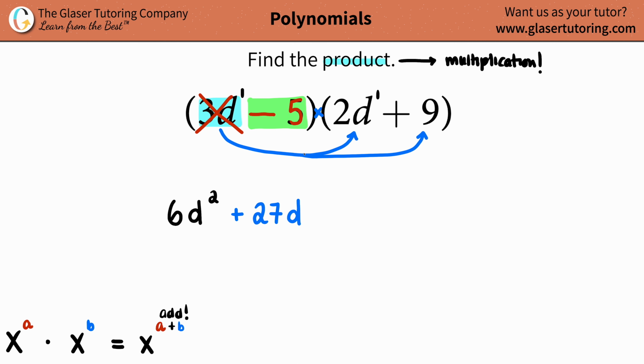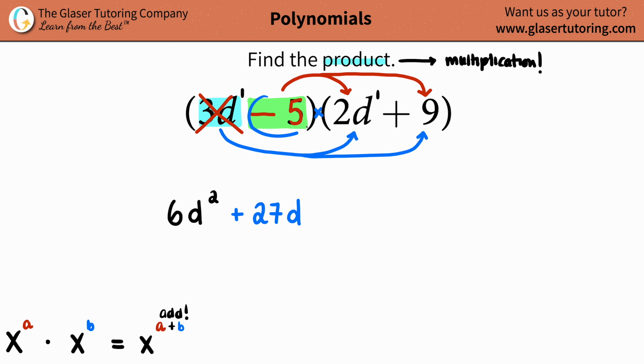So what do you think we're going to do? We're going to be fair. We're going to take that -5 and multiply it by the 2d. The positive 9's like, what about me? The -5 now gets multiplied by the 9. And there we go. Let's do it.